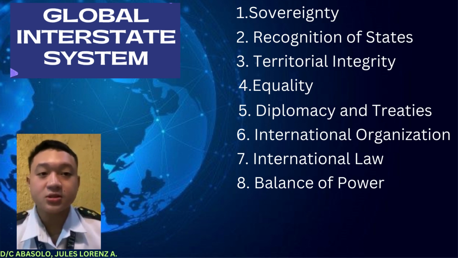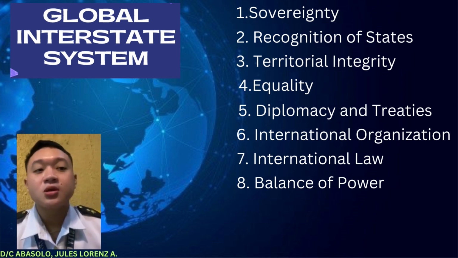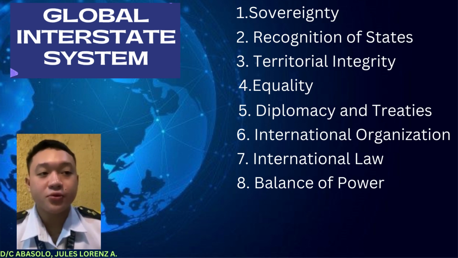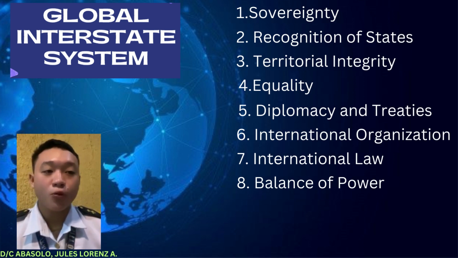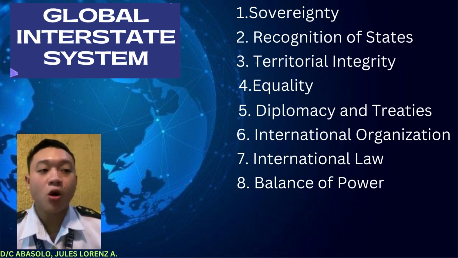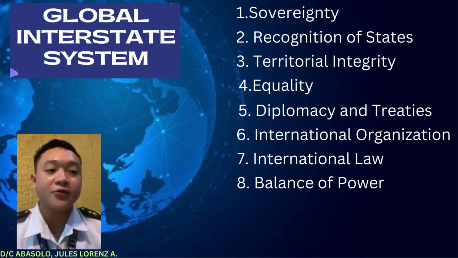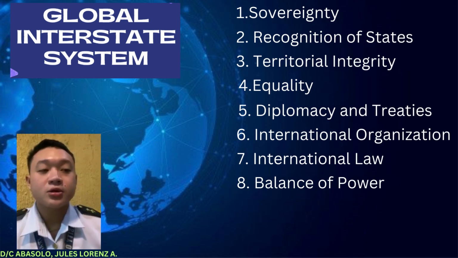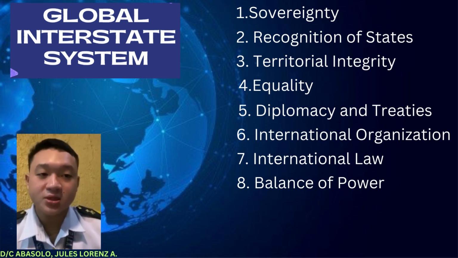Number six is international organizations. States often cooperate through international organizations such as the United Nations, the World Trade Organization or WTO, and regional organizations like the European Union or EU and the African Union or AU. These organizations provide forums for states to discuss and address global issues.